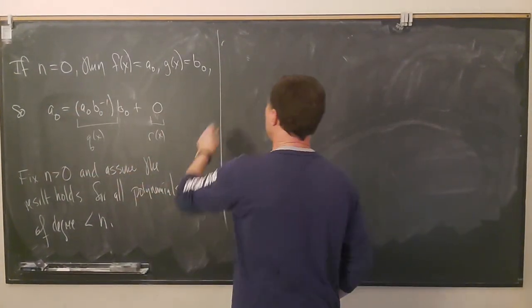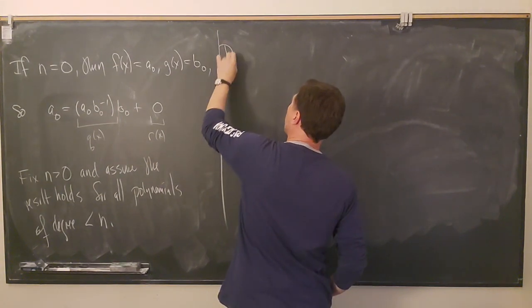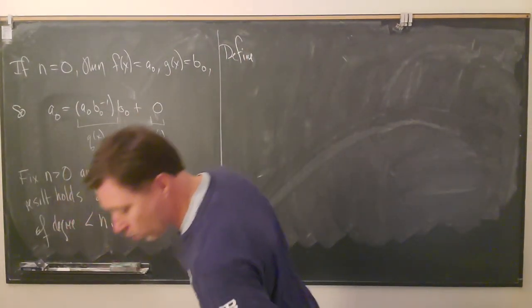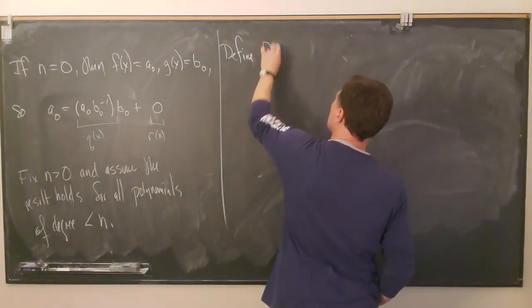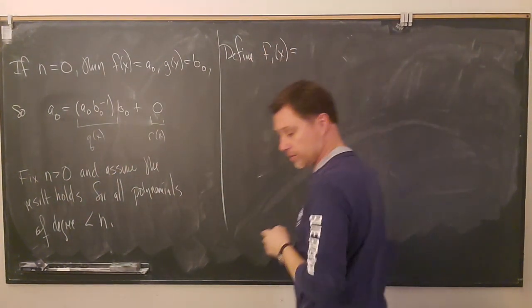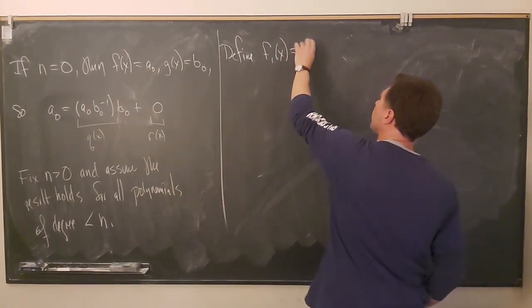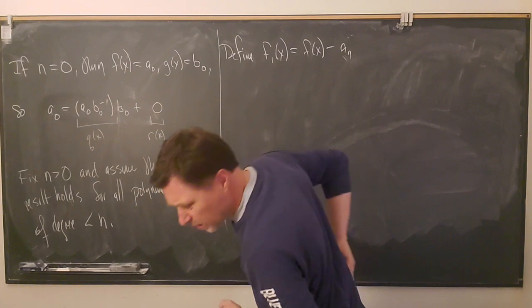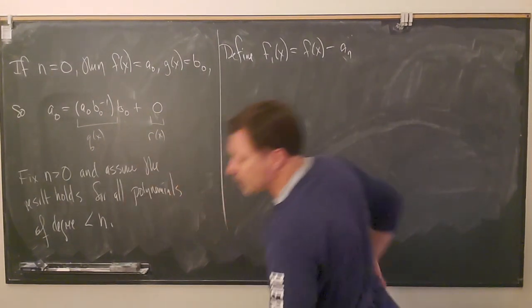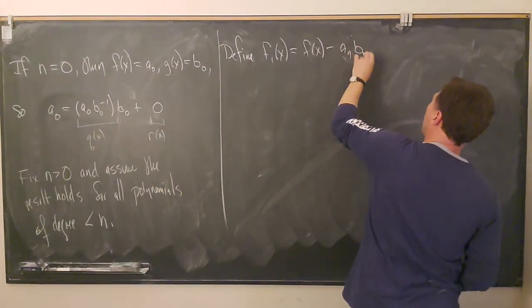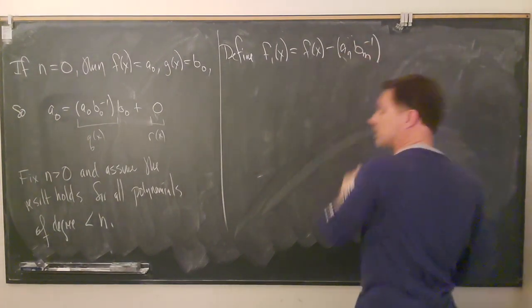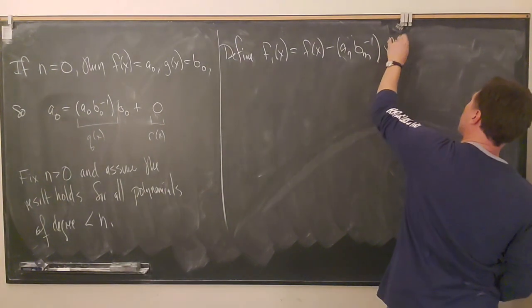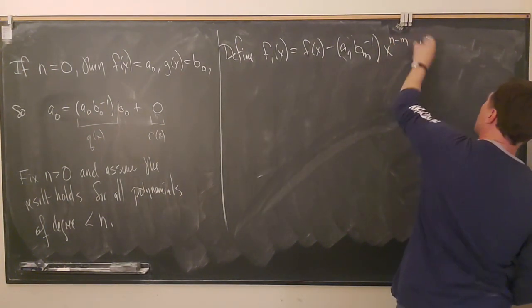Okay, so now I'm going to define a polynomial. So let's define, let's call it f sub 1. So f sub 1 of x is equal to f of x minus a sub n b sub m inverse times x to the n minus m times g of x.